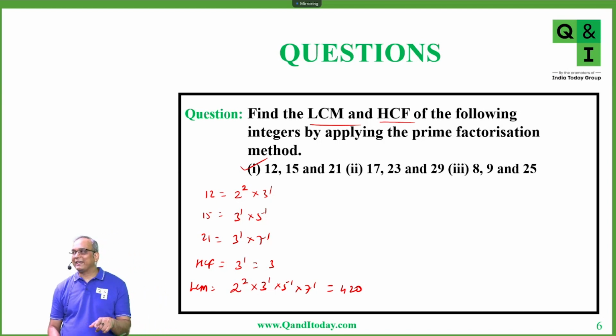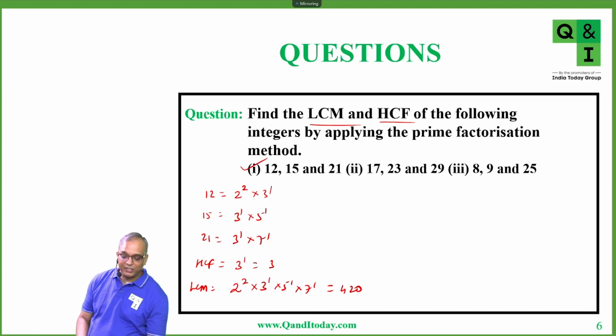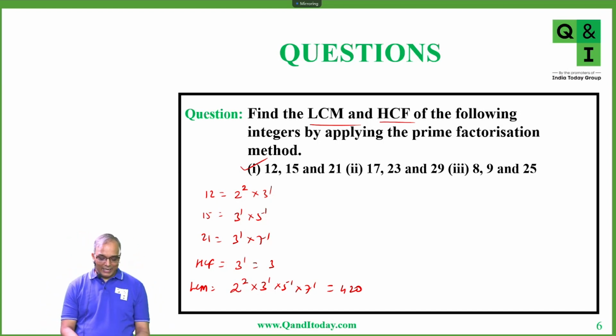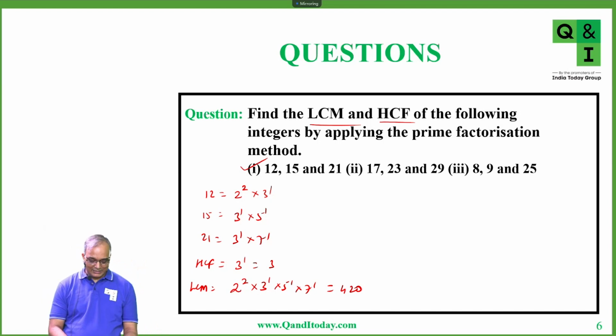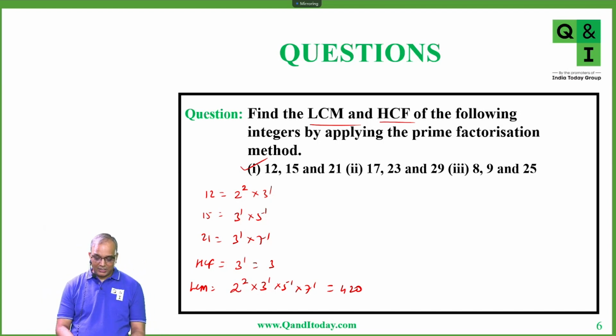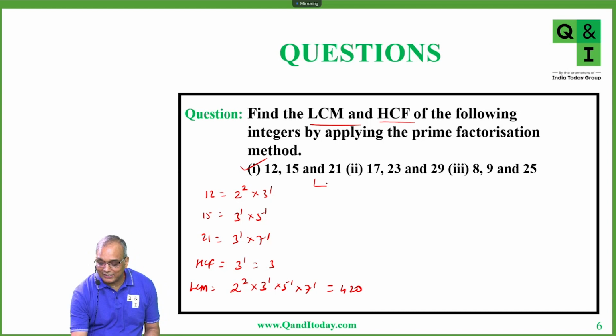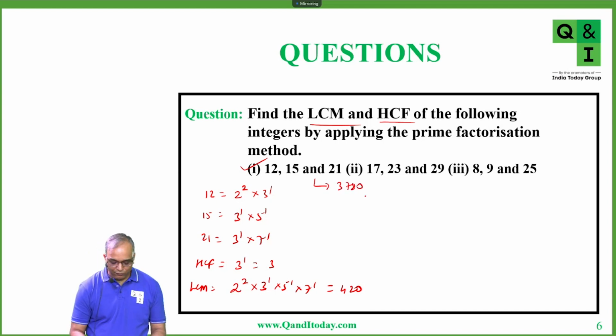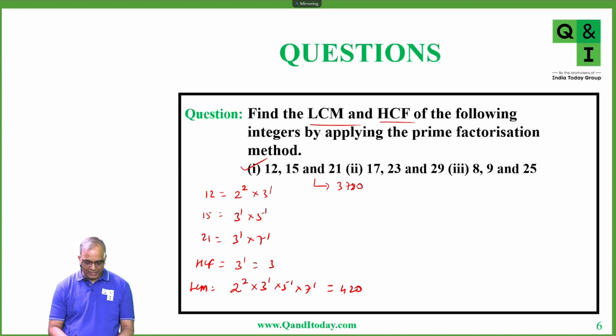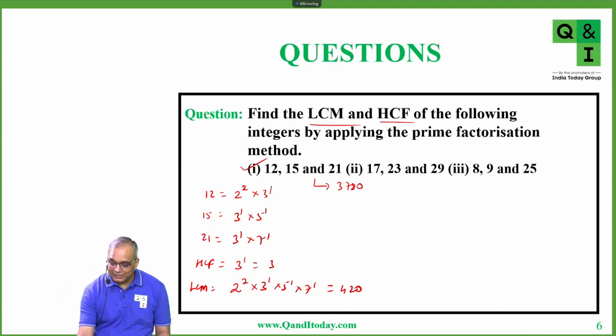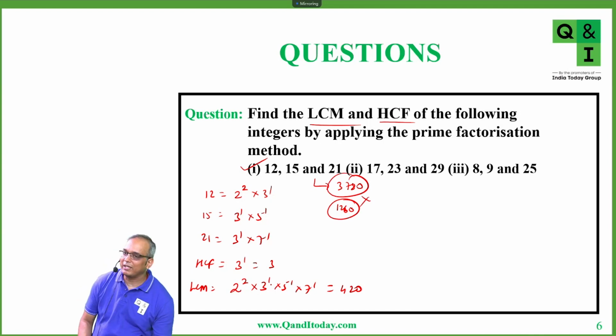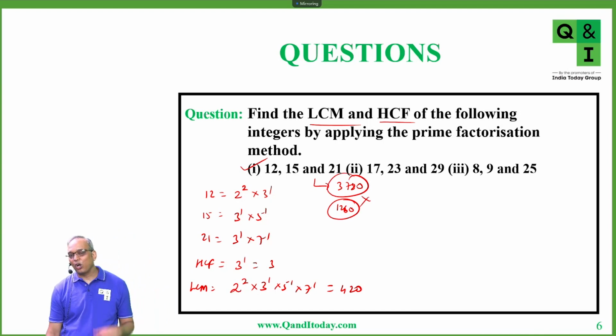Now, if you want to check whether that formula is valid for three numbers, you will find that 12 into 15 into 21 is something else, and HCF into LCM will give you something else. Let's check it. 12 into 15 into 21 is 3780 if you multiply all of this. And if you multiply HCF and LCM, we have 420 into 3. This is 1260. So these are not same. So that's why that formula, as we said, it is not valid for three numbers. It is valid only for two numbers. Okay. Is it clear, students?